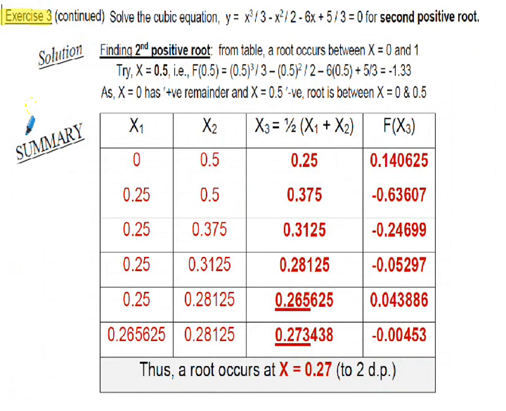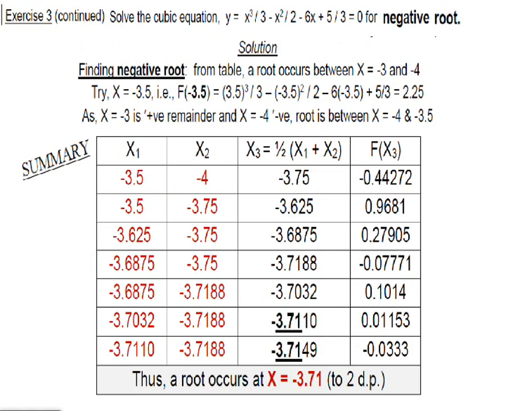Exercise 3 continued. Again, a summary of all the iterations used to find the second positive root. The root occurs at x is equal to 0.27 to 2 decimal places. Exercise 3 continued. Again, a summary for all the solutions to find the negative root.